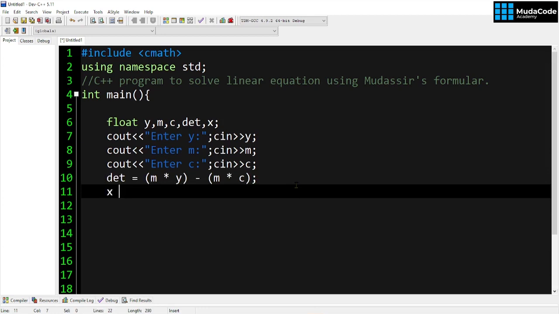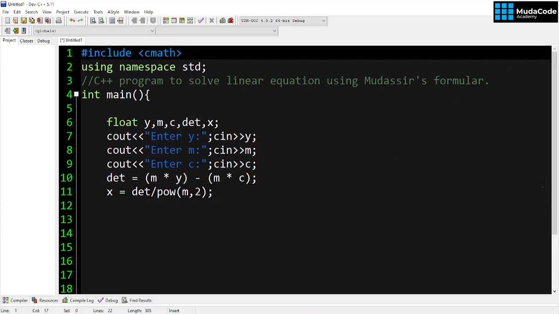The next line of code is to find x. So x is equal to the determinant det divided by what? Divided by m square. So m square is pow(m, 2). This is the base, and this one is m raised to the power of 2. If you put a here, it will be a to the power of 2. If you put y, it will be y to the power of 2. You can make this one 4 or 5, that is to the power of 5. But me, I want 2, so I keep it like this.